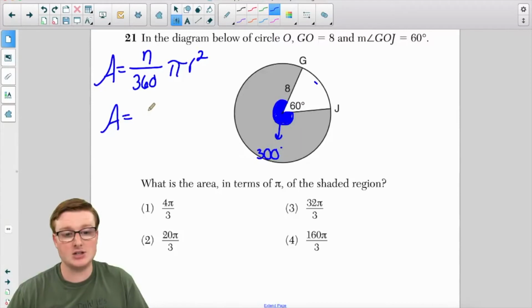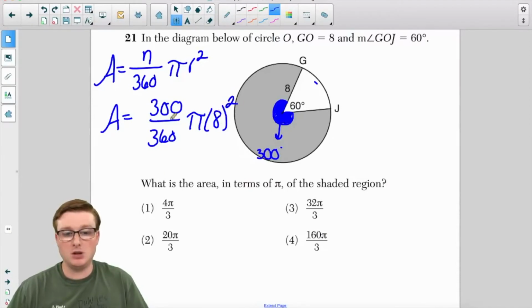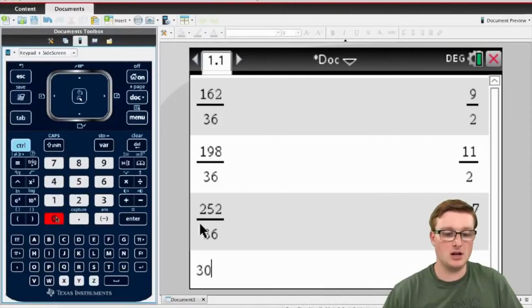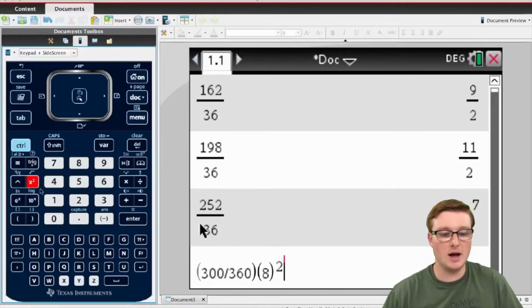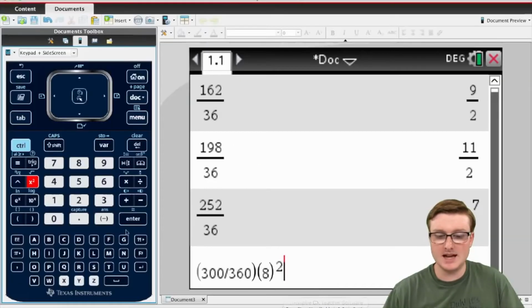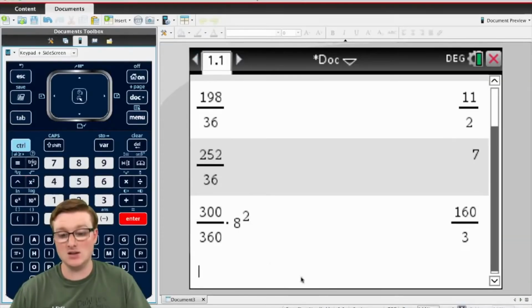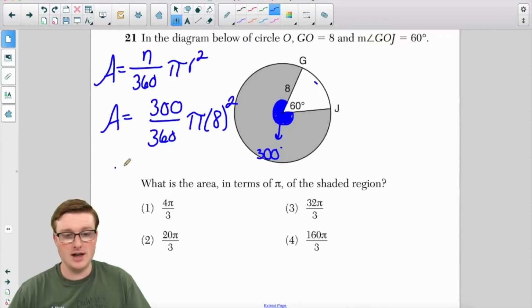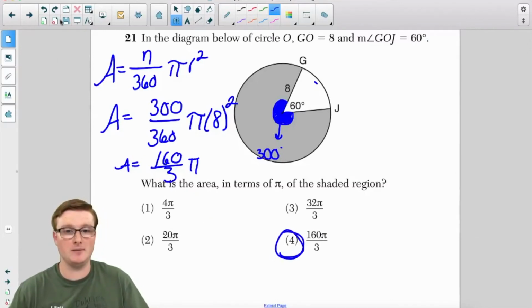So the area of the sector is 300 over 360 pi times the radius of 8, and you square it. Let's plug in 300 over 360 times 8 squared. Why am I not plugging in a pi? Well, because if you look back at your answers, everything is in terms of pi. So I'm going to press enter, and we get 160 over 3. So your area is 160 over 3, and then just attach on the pi at the very end. So your answer is going to be choice 4.